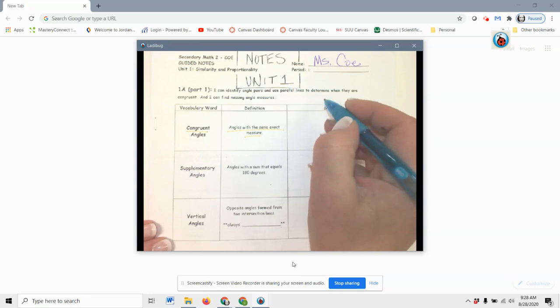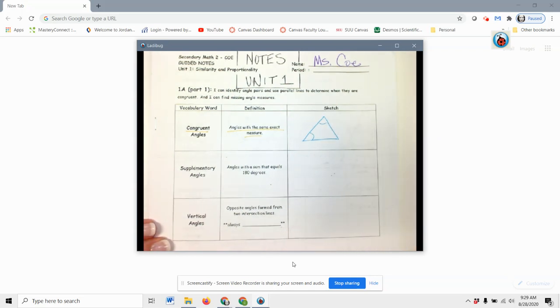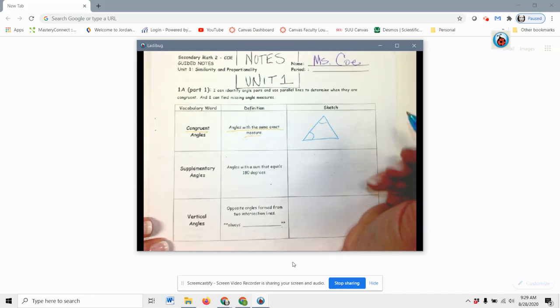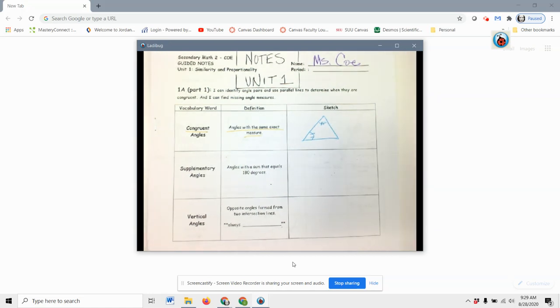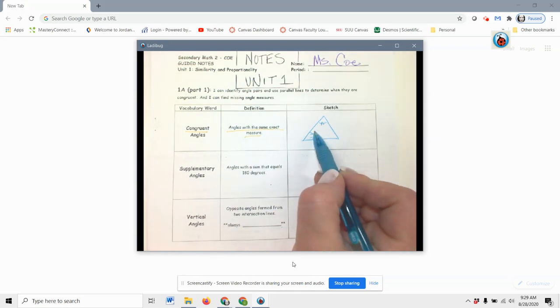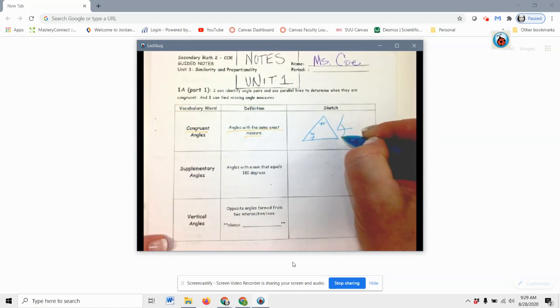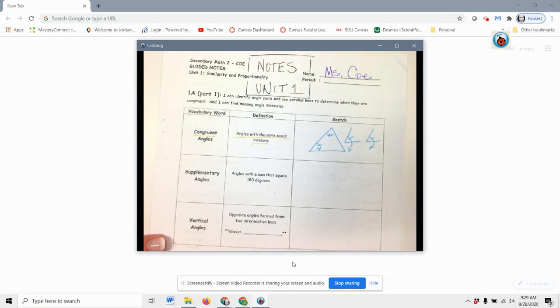So if I were to have a triangle and two of those angles measured exactly the same amount, then I might have a mark on both of those angles showing that they are congruent. A lot of times there'll be a tick mark like this on your angle. Sometimes if you have two different separate angles, you'll have one tick mark indicating that they are congruent.